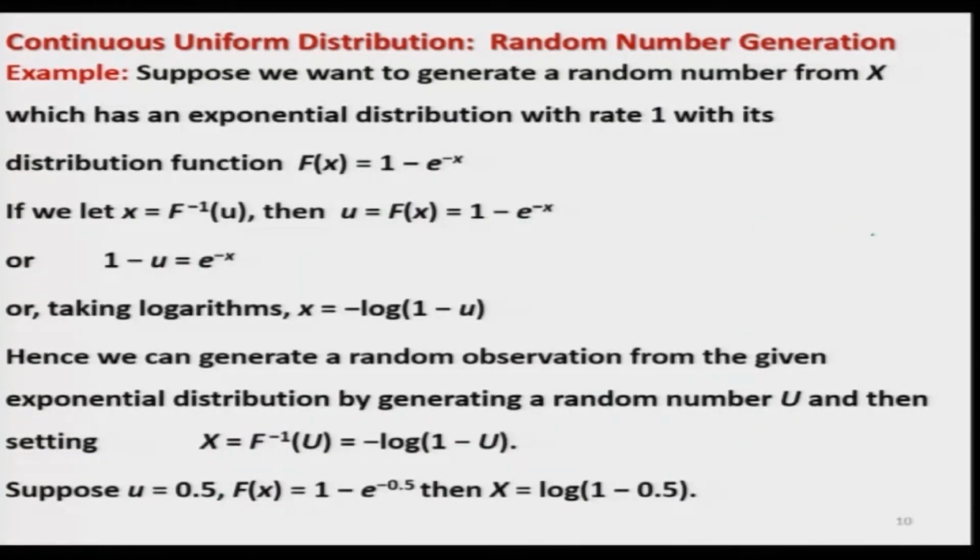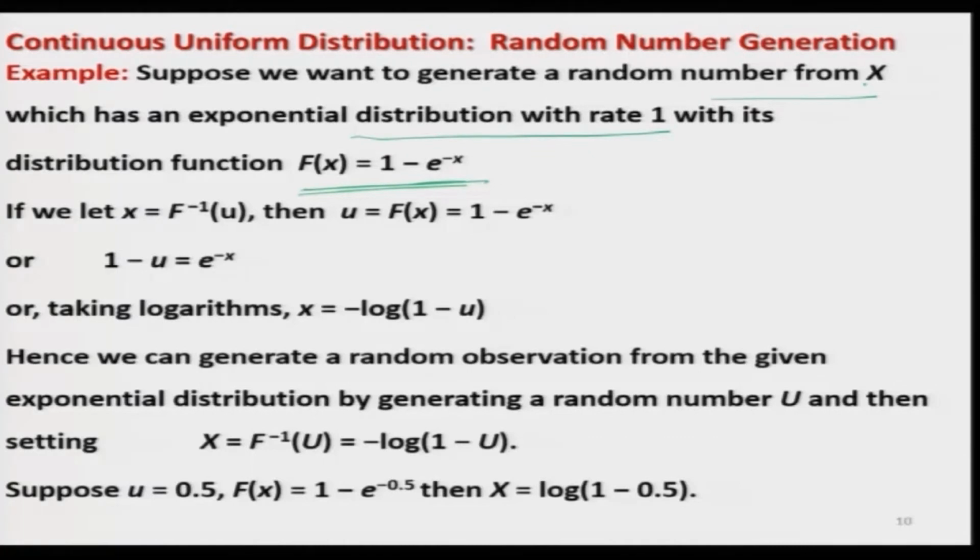Now, similarly, let me take one more example. Suppose we want to generate a random number from an exponential distribution. We are going to study it in a forthcoming lecture, but at this moment you can simply assume that the CDF of the exponential distribution with rate 1 is given by f(x) equal to 1 minus exponential of minus x. Now, we want to generate a random number from this probability density function, but we do not know how to generate it. So, what do we try to do?